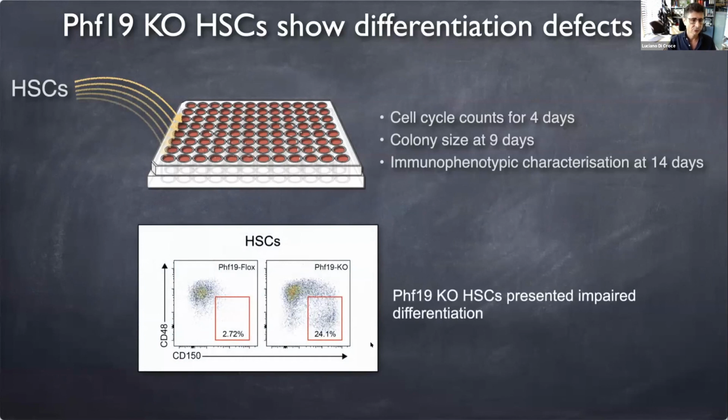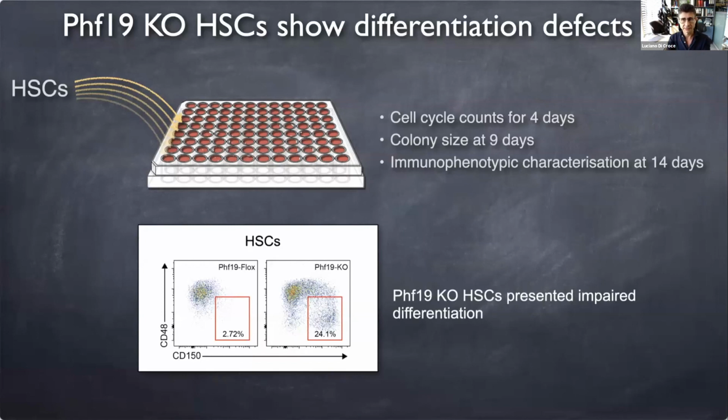So I'm just here plotting the immunophenotypic characterization, and you can see here comparing the flox versus the knockout cells, there is a dramatic increase from almost 3% to 25% of cells which remain undifferentiated, which altogether indicate the cells are more quiescent.